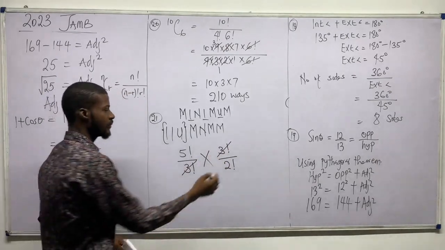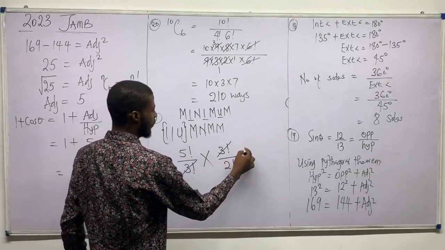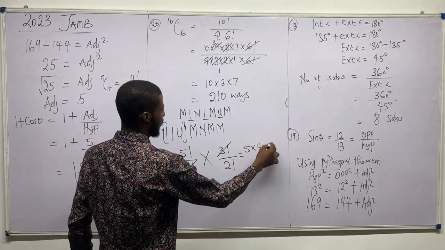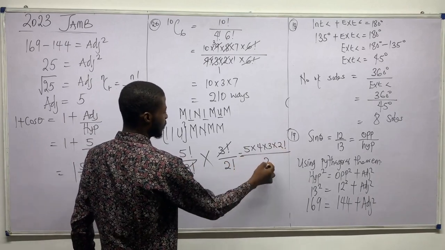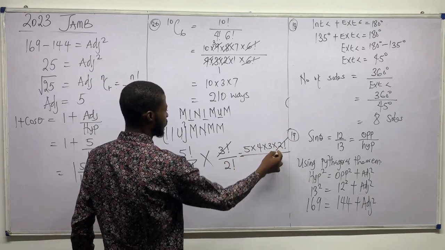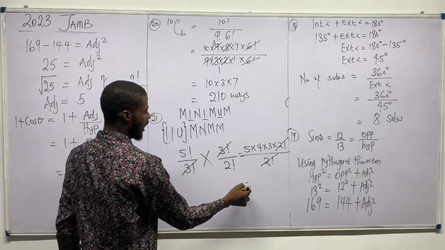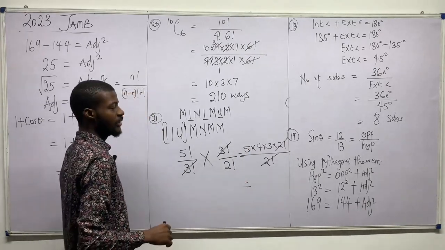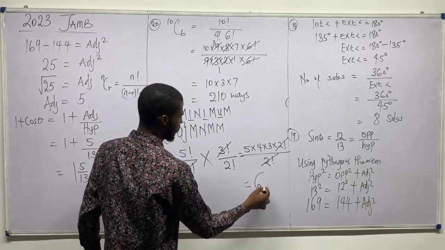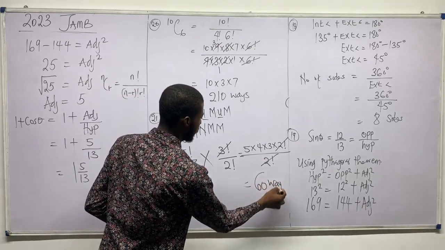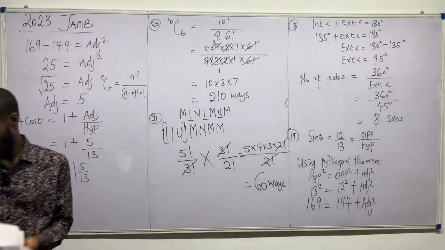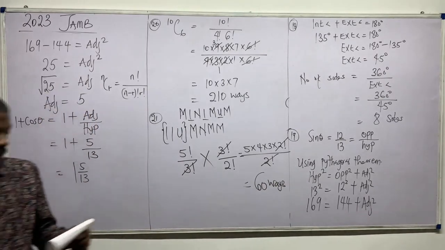I can do that. Now, what is 5 factorial? 5 times 4 times 3 times 2 factorial, divided by what's at the denominator, 2 factorial. So this can cancel this. What are we then left with? 5 times 4 is 20, times 3 is 60. So the answer for this will become 60 ways.